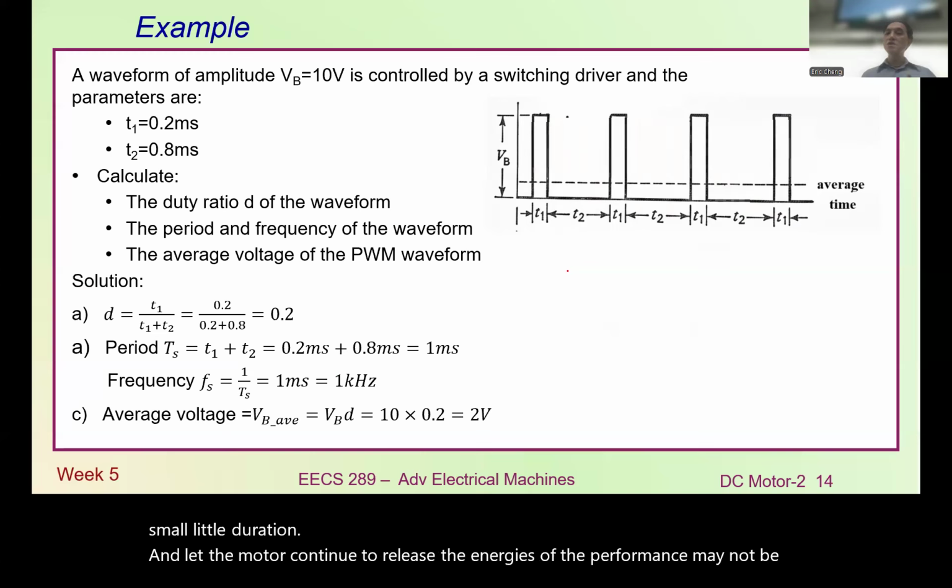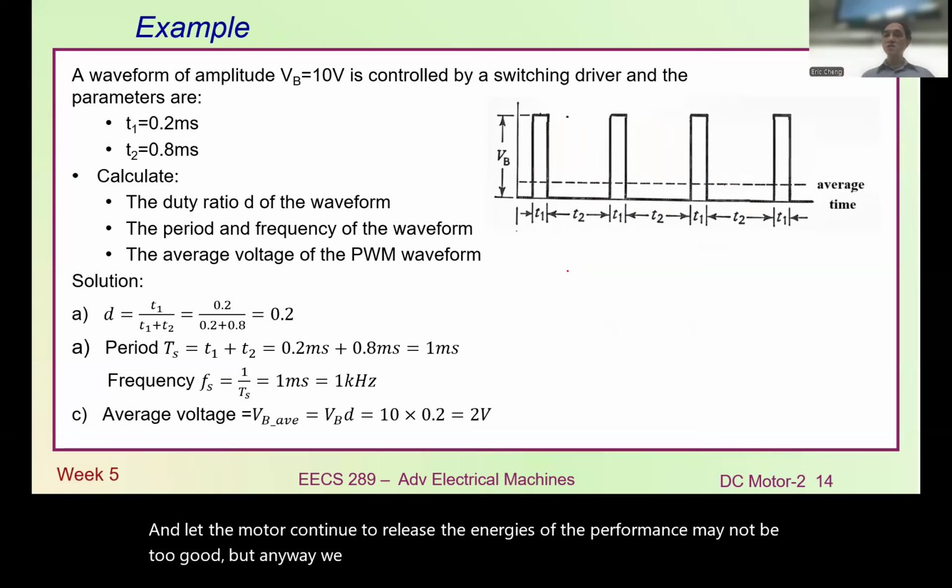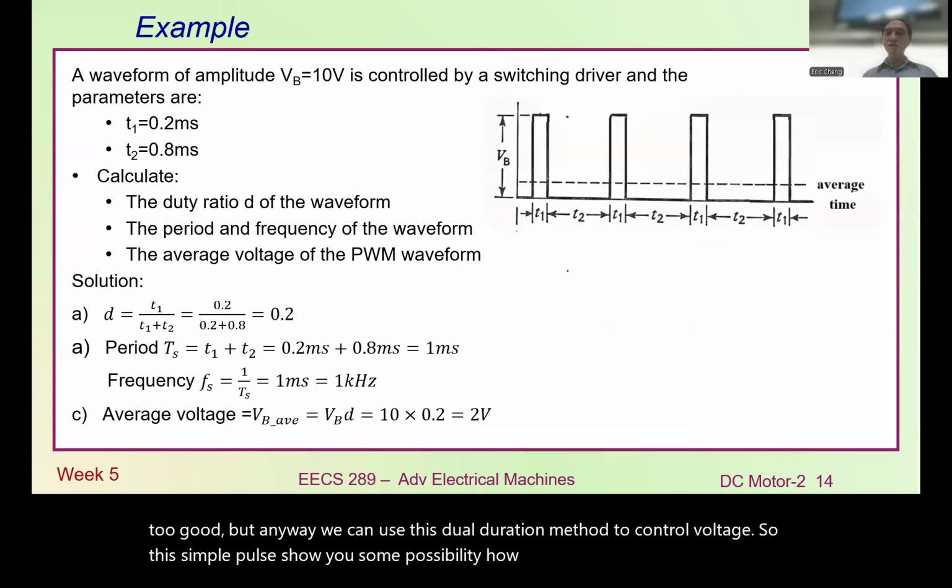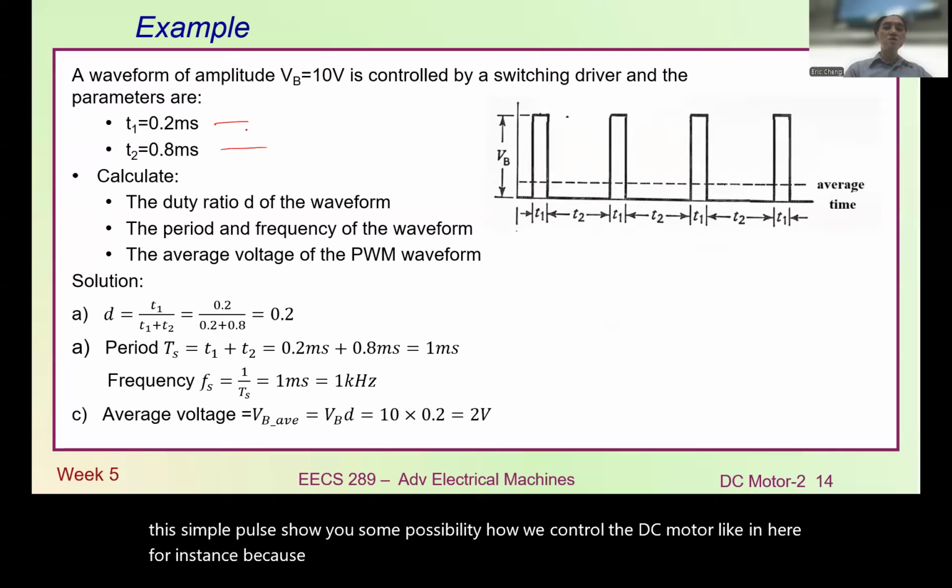But anyway, we can use this duty ratio method to control the voltage. So this simple pulse shows you some possibilities of how we control the DC motor. Like in here, for instance, we have T1 equal to 0.2, T2 equal to 0.8, then the period here will be the summation.